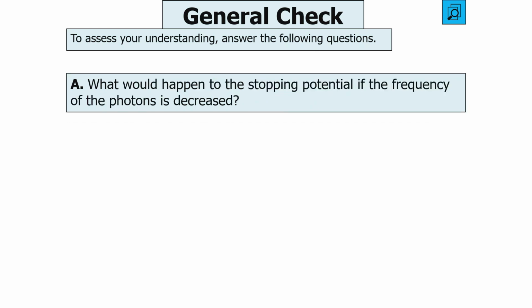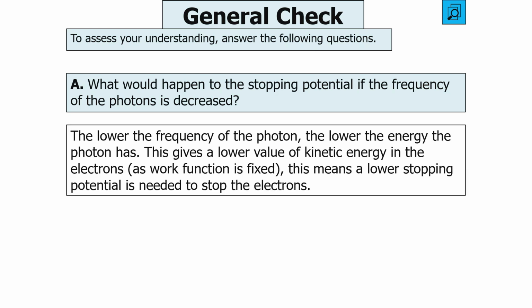The next question says, what would happen to the stopping potential if the frequency of the photons is decreased? So, pause the video now, unpause the video when you want to go through your answer. Right, so the lower the frequency of the photon, the lower the energy the photon has. This gives a lower value of kinetic energy in the electrons, as the work function is fixed.